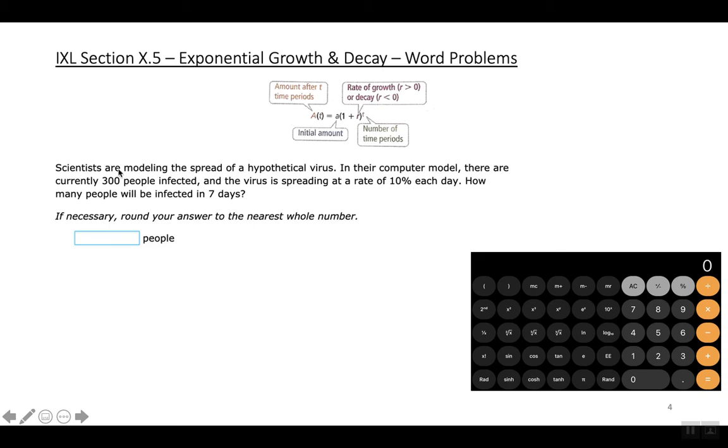Okay, so it says scientists are modeling the spread of a hypothetical virus. In their computer model, there are currently 300 people infected. Right there is my initial amount. There's 300 people infected. All right, so you don't have to write this fancy part at the beginning. All right, just 300. That's my initial amount.